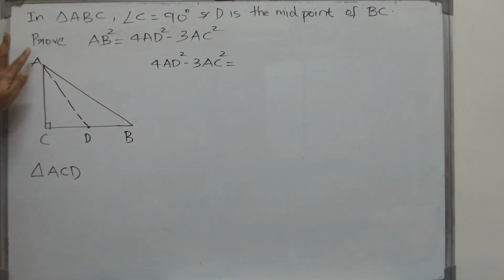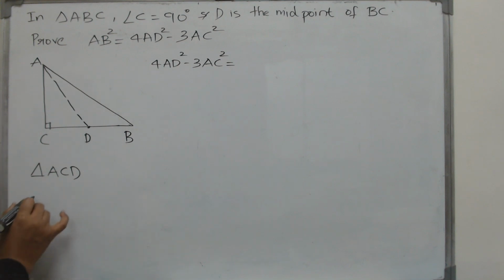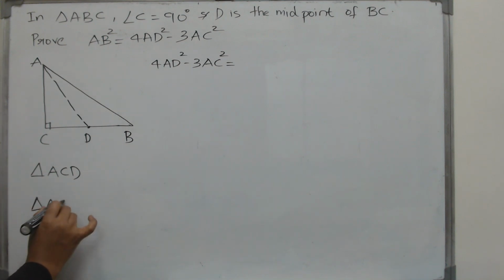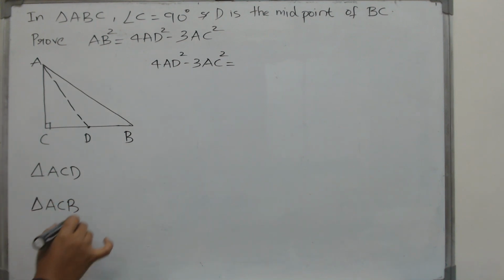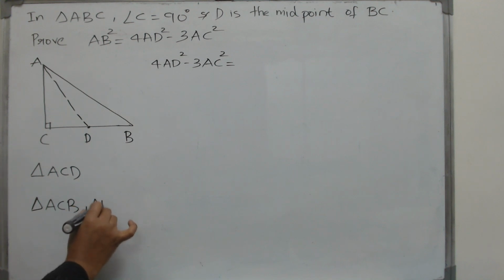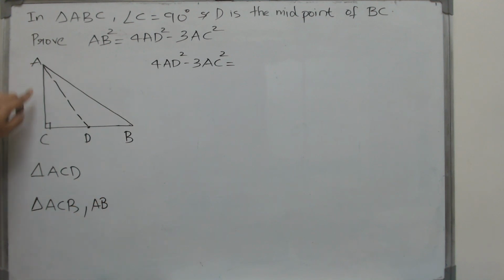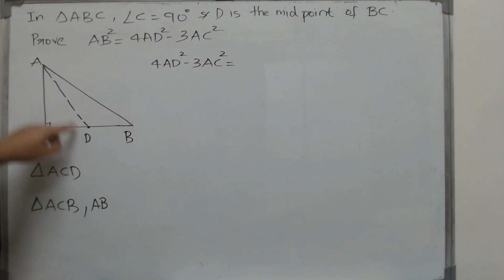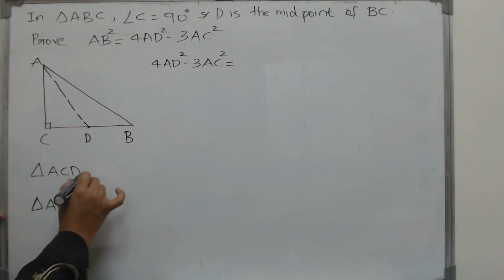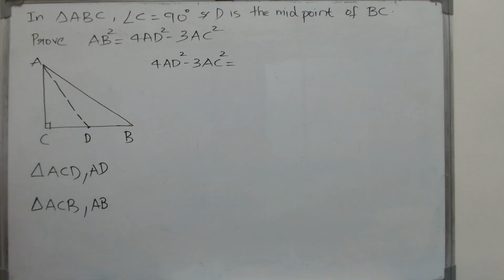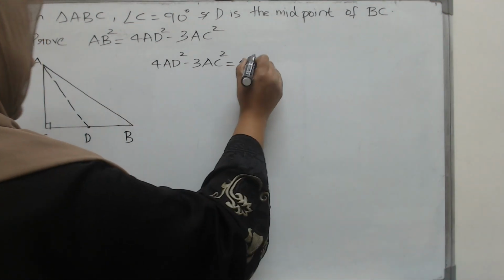We already have a bigger right triangle, which is what? Triangle ACB. It is a bigger right triangle with the hypotenuse AB. Now we have got a smaller right triangle with the hypotenuse AD. Now apply the Pythagoras theorem on this triangle ACD, then what will you get?